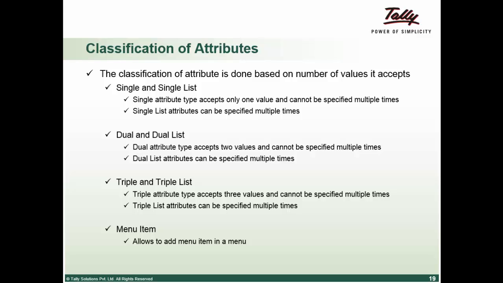Triple and triple list. Triple type accepts 3 values. Example, object attribute at part level: object, colon, ledger entries, colon, first, and colon, another value, a condition, but can be specified only once. A triple list type attribute accepts 3 values and can be specified multiple times.